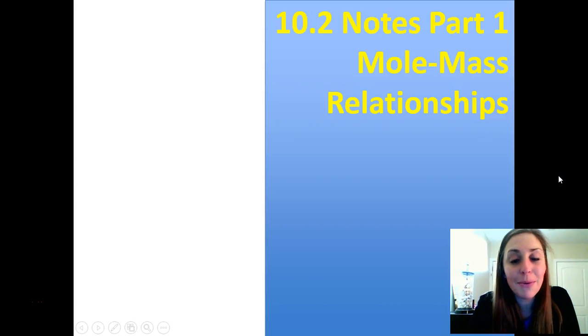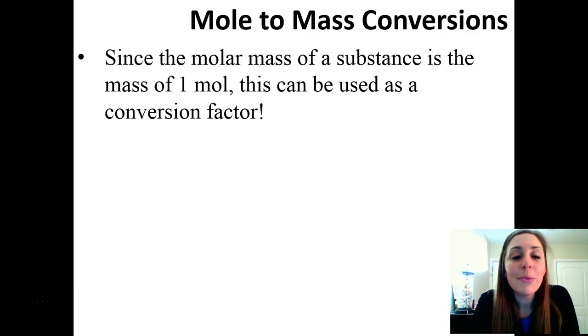Today we're going to dive deeper into the mole-to-mass relationship, and we're going to bring it into stoichiometry. So what you'll need for today's notes is a periodic table, a calculator, a writing utensil, your map of Moleville, and your follow-along notes. So remember that since the molar mass of a substance is the amount of mass, or the grams in 1 mole, those two are equivalent, so you can use it as a conversion factor.